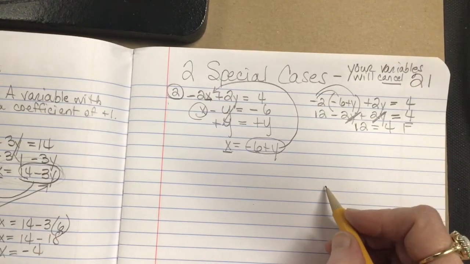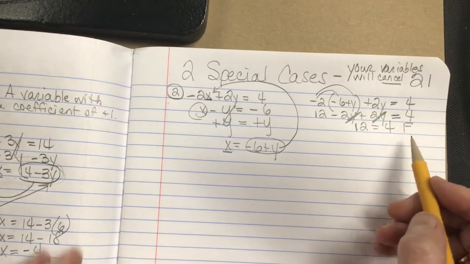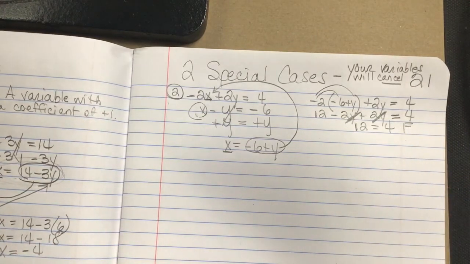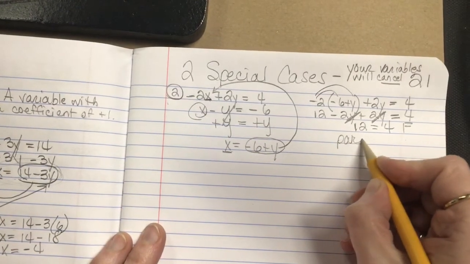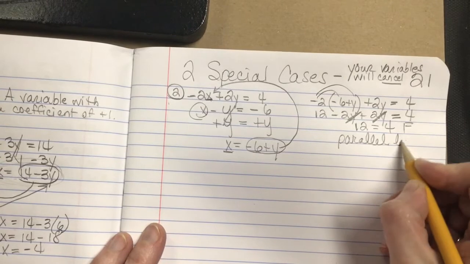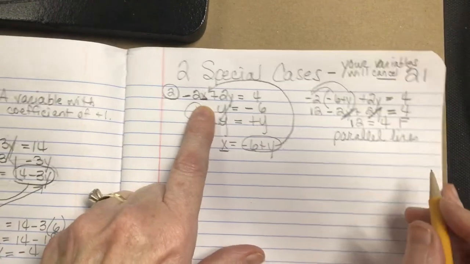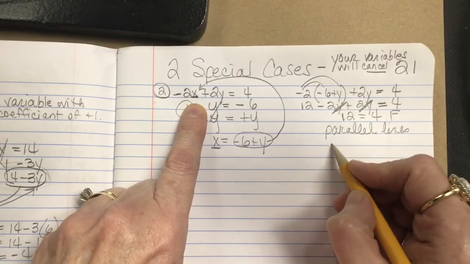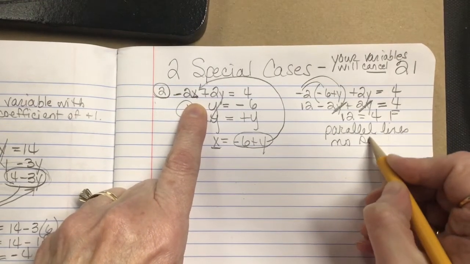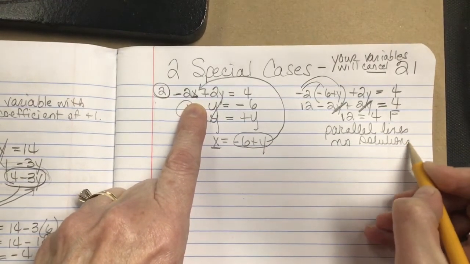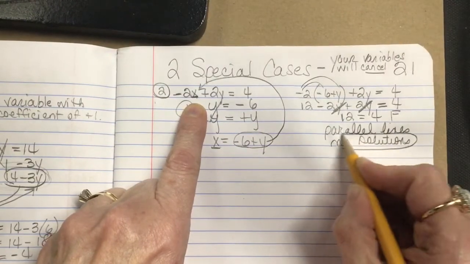That is not the answer. But if it's a false statement, think about what we're saying. That means that they're not going to cross. They're going to be parallel lines. That's not the answer either, but I'm just giving you some characteristics. If you were to graph it like lesson 6, the answer is no solutions. That means they do not cross.